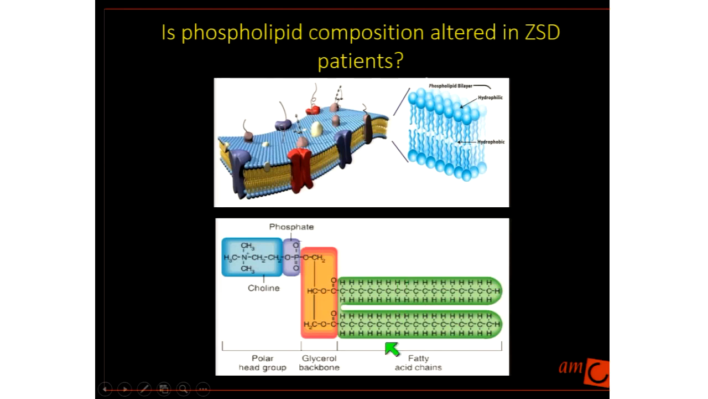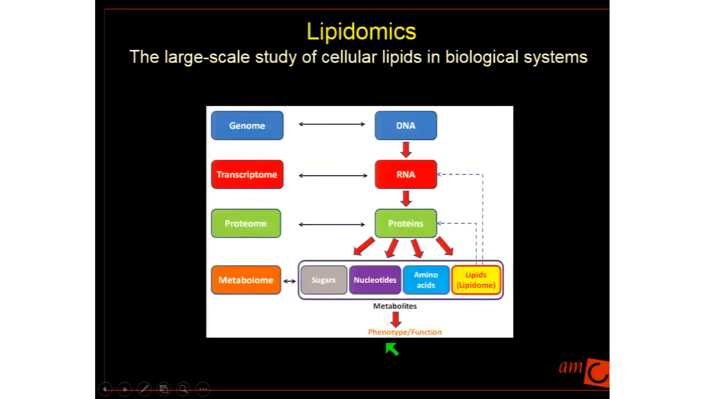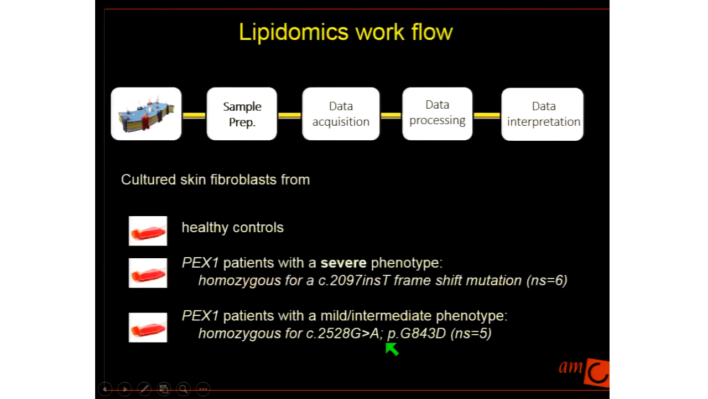So we looked into that using lipidomics, which is a sort of metabolomics that we have set up in our laboratory, and which actually is a large-scale study of cellular lipids in biological systems. So the setup of the experiment is as follows. We use cultured skin fibroblasts from healthy controls, from PEX1 patients with a severe, lethal mutation, and from PEX1 patients with this mild hypomorphic mutation that we also have a lot of patients from.